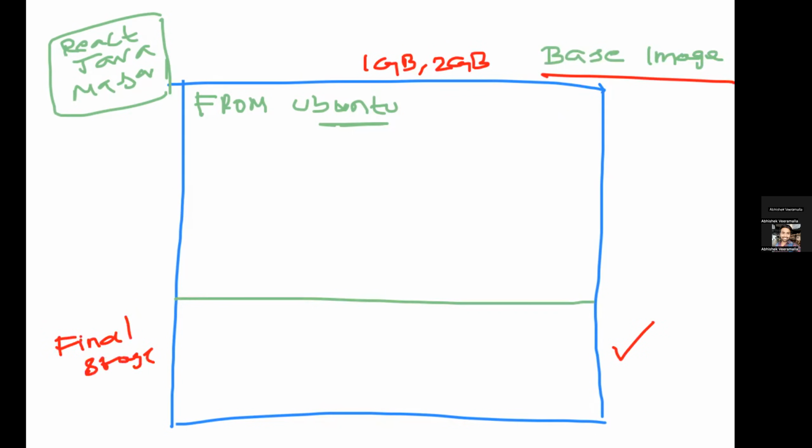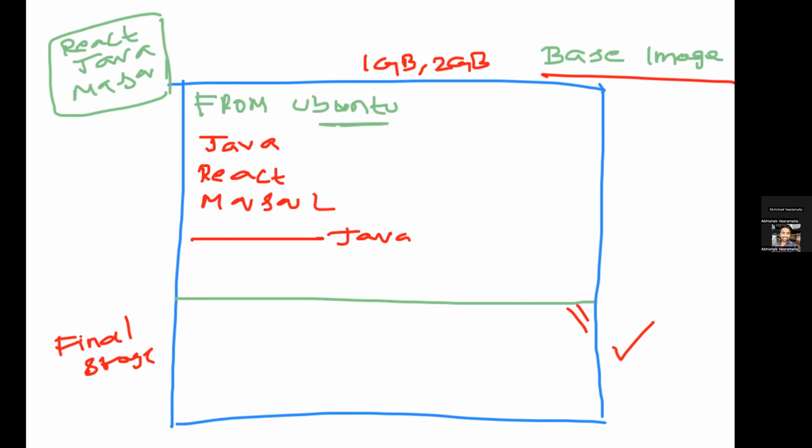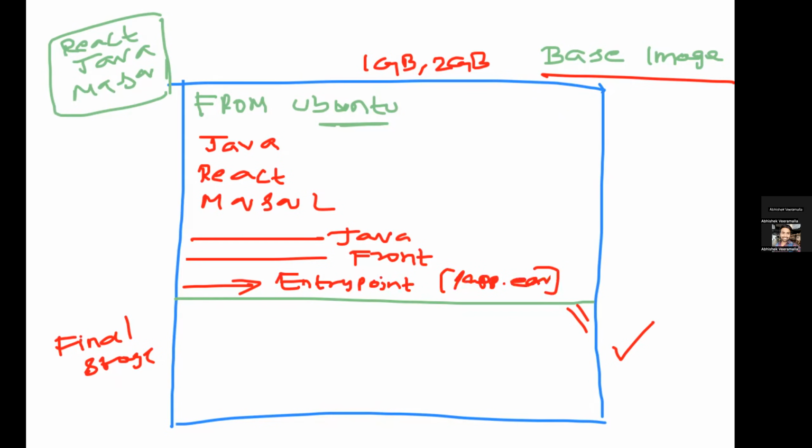So to go back to the example, let's say you are not using this multi-stage Docker build concept. Firstly you'll start with FROM Ubuntu, then you will install all the dependencies regarding Java, React, and MySQL, then you will build your Java application. Then probably you build your front end, and as part of your entry point, you will execute a combined application. It can be an EAR file, for example, /app.ear. So this will be the output that you execute.